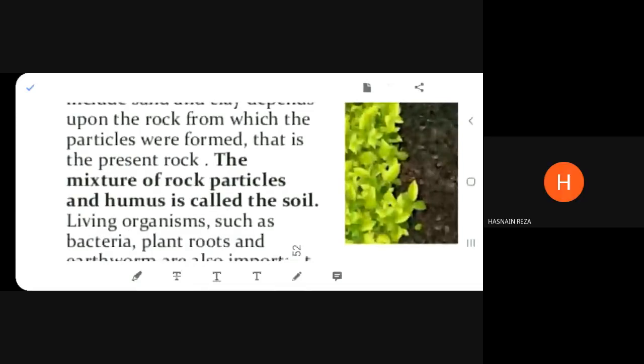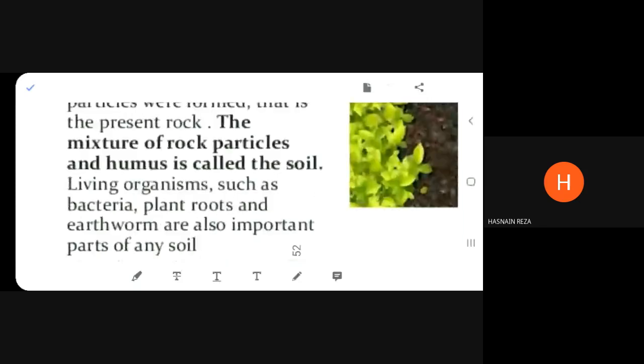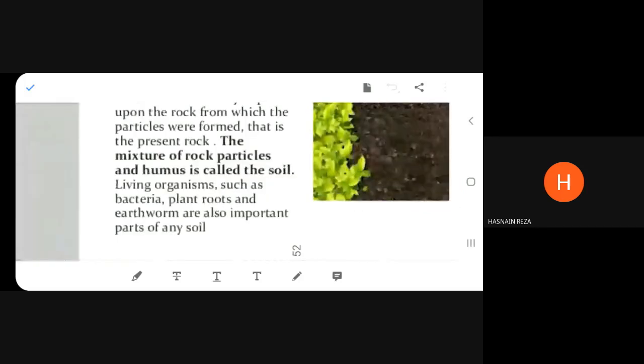What else do we get in soil? We get living organisms, for example, bacteria. We also have the roots of plants spreading under the soil, and also we have the friend of the farmer, otherwise known as the earthworm. They're also a very important portion of the soil, so they're also available in the soil. Understood, all of you, beta?